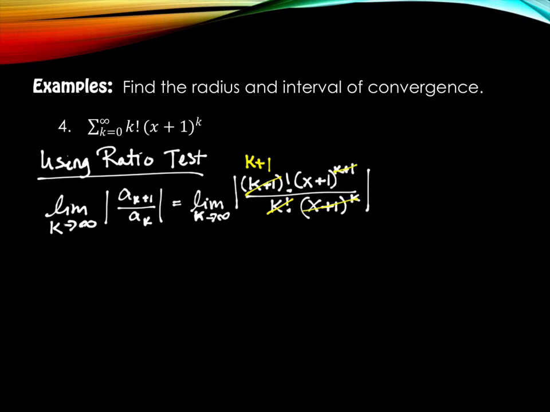That's how the ratio test is going to work for us each time. So this is the limit as k goes to infinity. And we have k plus 1, again, absolute values, times x plus 1.